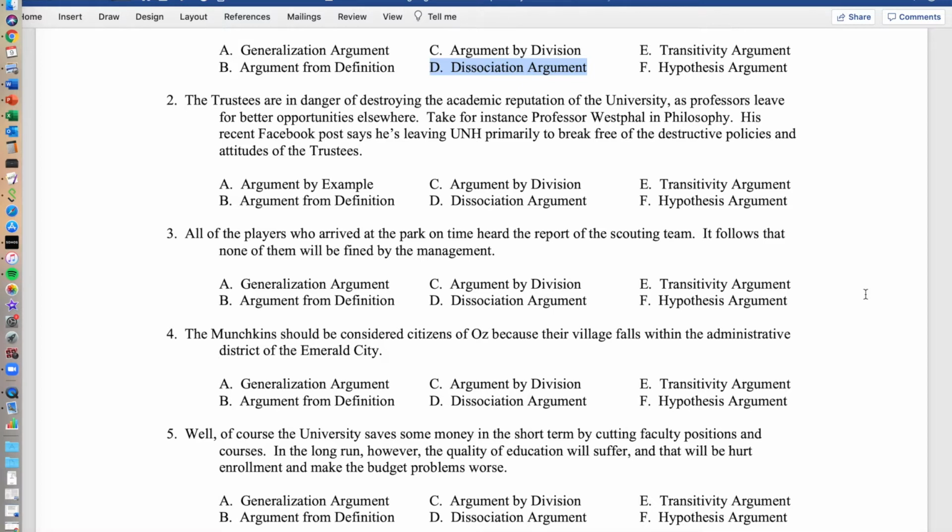It's not a survey, as we might typically find with all the formal properties of an opinion survey. But in this case, it's a generalization based on a particular instance. And so we would refer to that as a variation of the generalization argument. It's an argument by example. Okay? And the particular example here, Professor Westphal, is the evidence for the claim that professors are leaving, and so the trustees are endangering the reputation of the university.